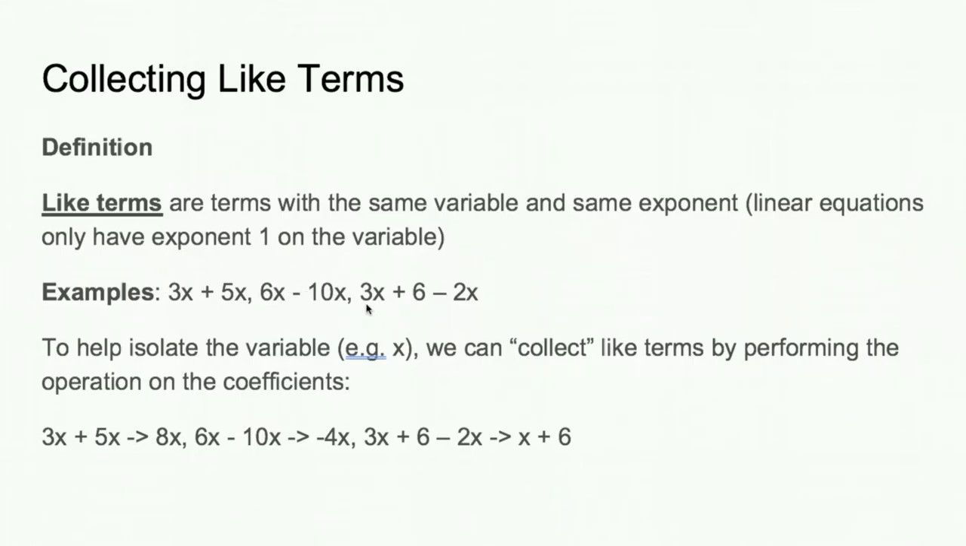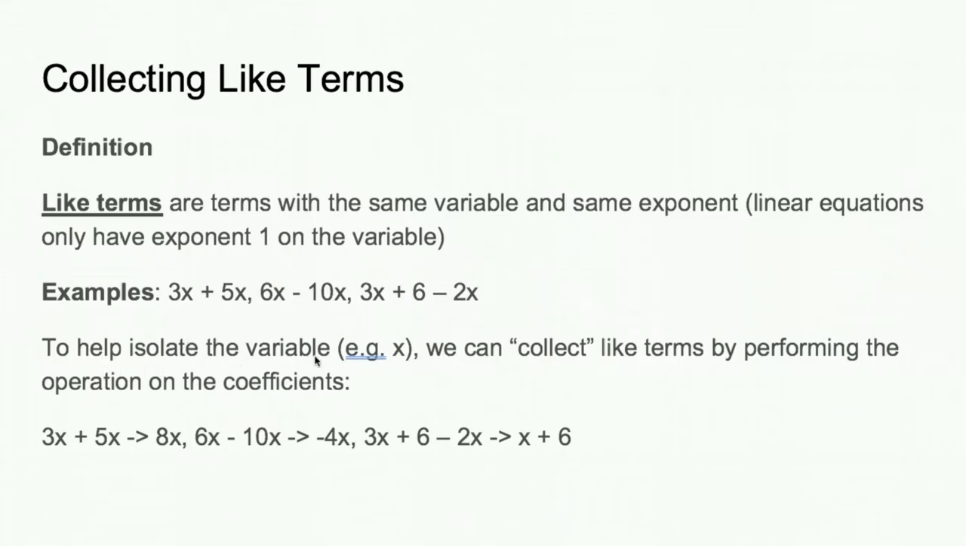Now in a more interesting example, we have 3x plus 6 minus 2x. Here, we see that 3x and 6 are not like terms because 6 doesn't have an x in it. But 3x minus 2x, these are like terms because they both have an x and the exponents are the same.